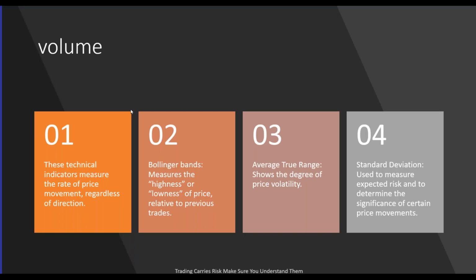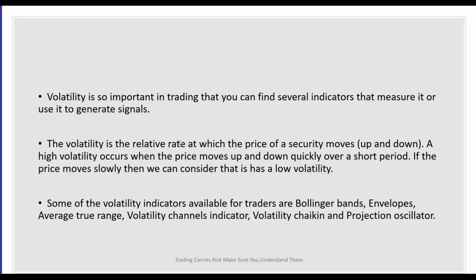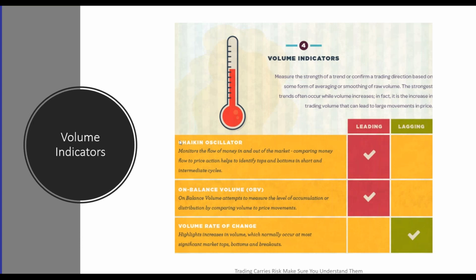And then we also have volume. Okay, and I showed you volume on that other chart just a minute ago. These technical indicators measure the rate of price movement regardless of direction. Okay, volume indicators measure the strength of a trend or confirm a trading direction based on some form of averaging or smoothing the raw volume. The strongest trends often occur while volume increases. In fact, it is the increase in trading volume that can lead to large movements in price.